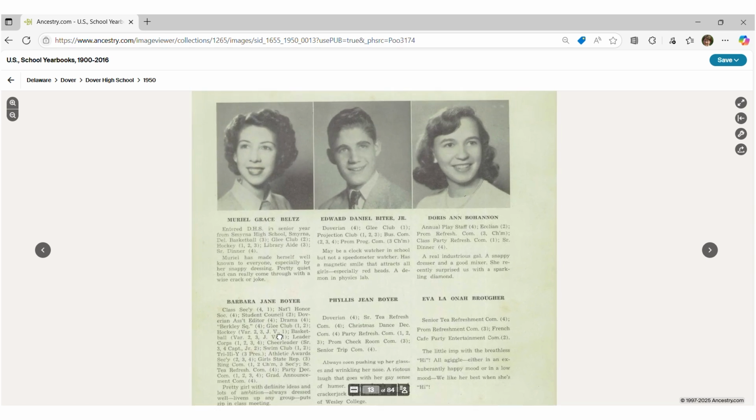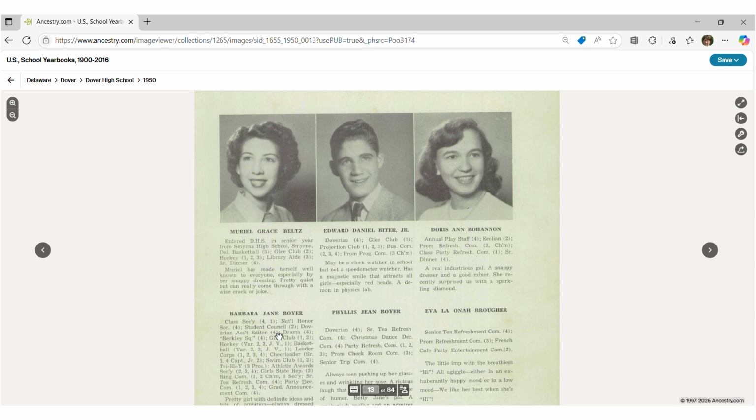Now, looking up here, I thought this was really interesting. So we have obviously the photographs, which are fabulous. That's something we definitely want to look at. We get a full name. So as you can see, we have Muriel Grace Belt. We have a full name here, Edward Daniel Bitter Jr. So that's good, we're probably named after our father. So we start to pick up some clues on the naming of the individuals. So we have that middle name. We need to use that in other records.